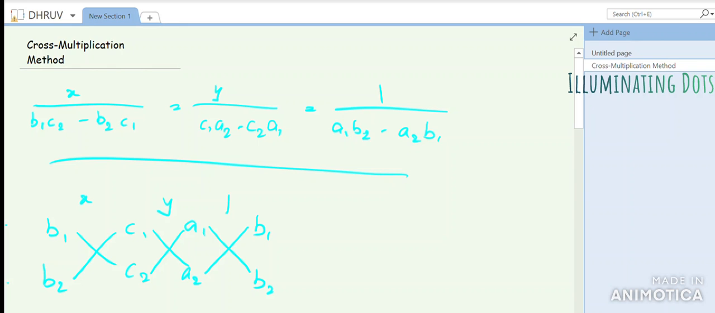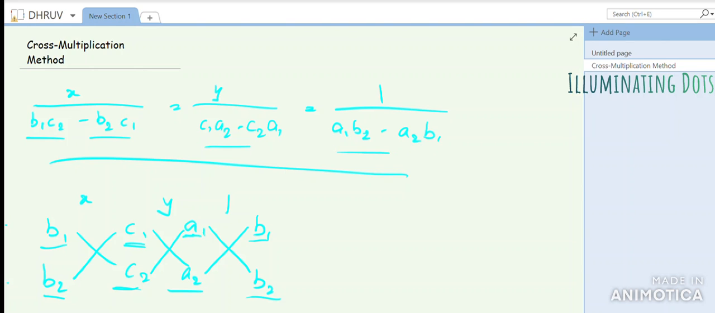Now, how do we remember this thing? You can remember this by the figure given here. The figure states B1, B2, C1, C2, A1, A2 and B1, B2. You cross multiply this, so you get B1 C2 and B2 C1, which is the first part, B1 C2 minus B2 C1, and the numerator is x, this is the denominator part. You do the same ahead also and you get the parts ahead here also.